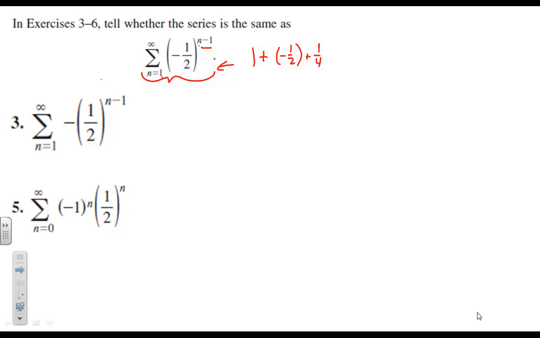And I think we see the general trend here. Next one's going to be negative, and it's going to be 1/8. And the next one's going to be positive, 1/16, and so on.